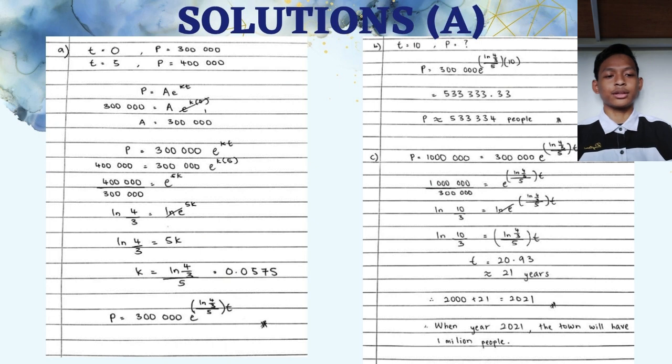So you just put the P inside the P, about 300,000 equal to A E power of K, and T you just insert the 0, and you will get A equal to 300,000. And you just put it in the formula and you will get P equal to 300,000 E power of KT.